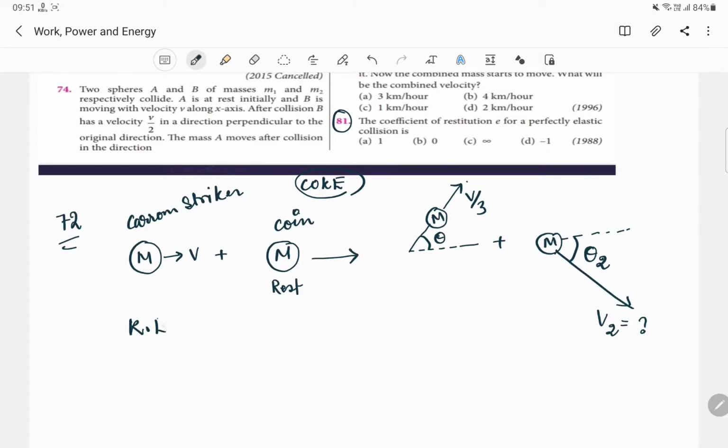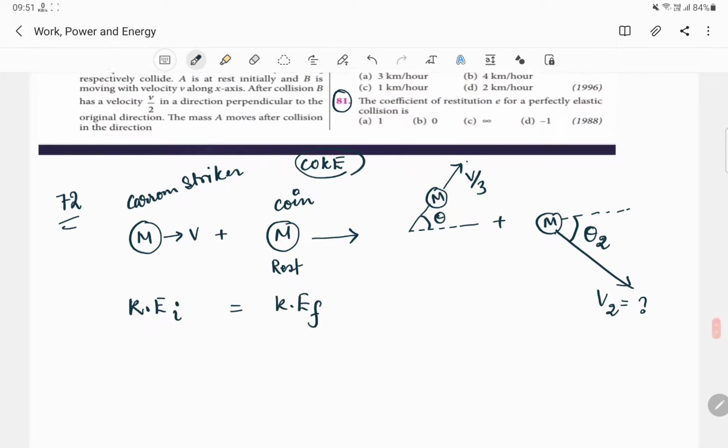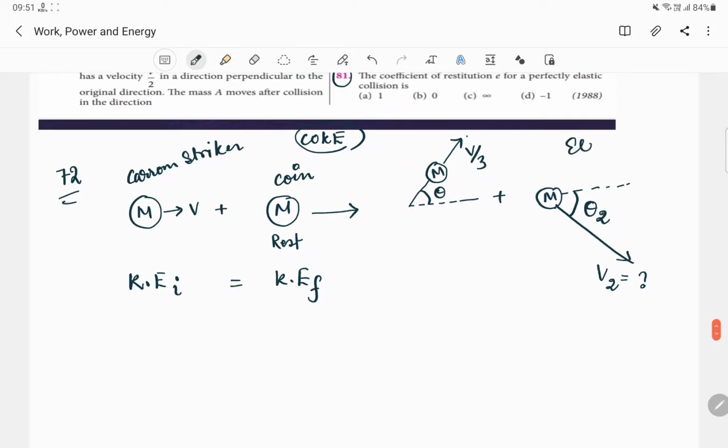So we can apply: kinetic energy before collision will be equal to kinetic energy after collision, because this is elastic in nature. The collision between these two objects is given to be elastic, therefore kinetic energy must be conserved. Let us put the values here. What will be the kinetic energy of the first particle? It will be half m v square plus, and what about the kinetic energy of the second particle? It will be at rest, so we can put this as 0, because half m into 0 square will produce 0. And what about the kinetic energy of the first particle after collision?